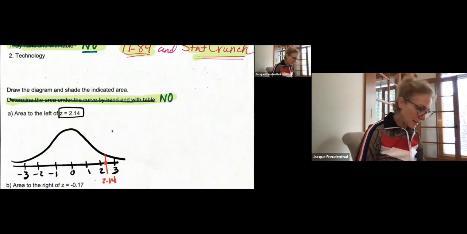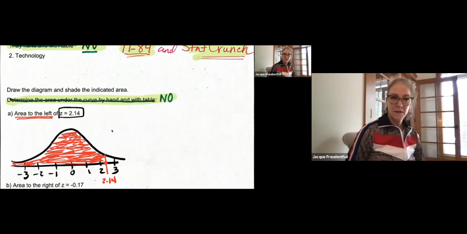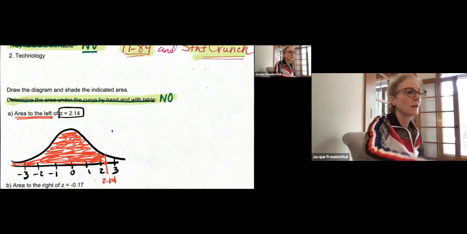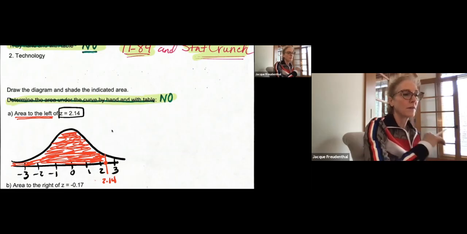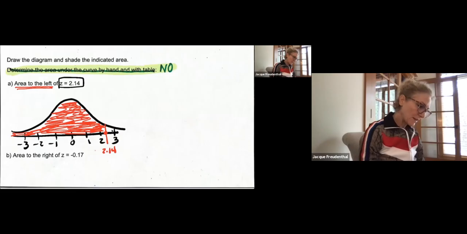Okay, and then it's asking me to shade the area to the left of that z-score. So from the number line, draw your line up to meet the curve and then shade the area to the left. Let's do the same thing for here, and then we're going to come back and find the probabilities.